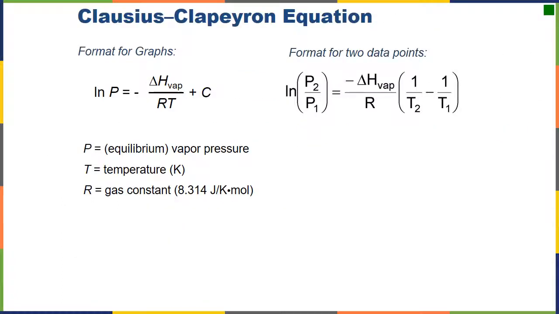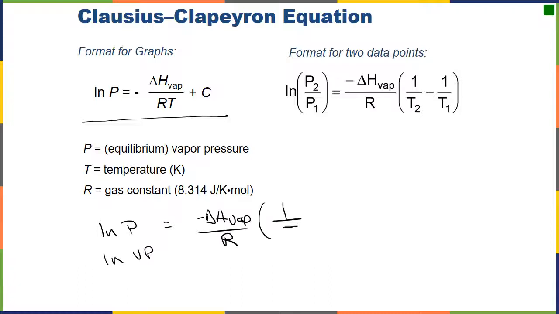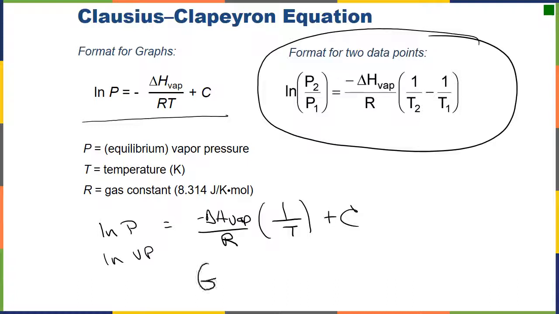So we have two forms of this. Our two forms are for graphing, and a nice way to look at this is the natural log of the pressure, and this could also be the natural log of the vapor pressure. It really depends on how we want to define this. It is equal to minus delta H of vaporization over R, which, by the way, is our slope, times 1 over the temperature, which is what we're plotting on our x-axis, plus a constant. But if we're going to do any math problems, this is not what we can use. This is for graphing. We're going to use this version right here.